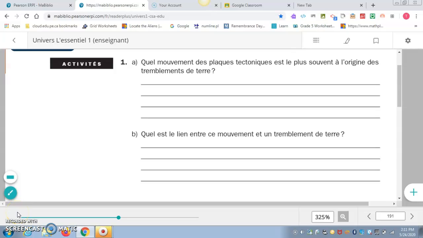All right, maintenant, on va regarder les questions pour 5.9, les tremblements de terre. On va faire 1, 2 et 3. Et c'est à la page 191. OK, 191. Tu peux le voir ici dans le coin.